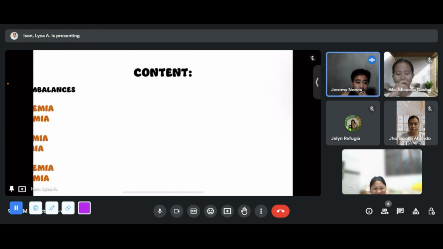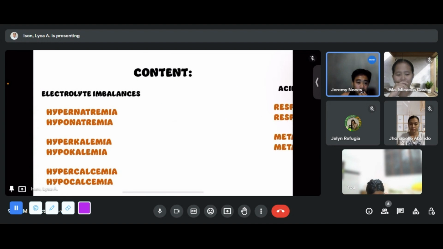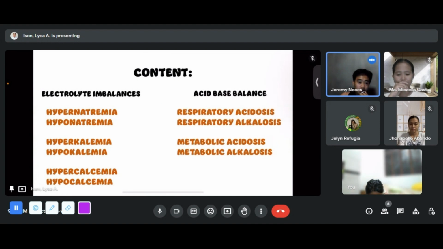So here's the content of our topic. We have here the electrolyte imbalances: hypernatremia, hyponatremia, hyperkalemia, hypokalemia, hypercalcemia, hypocalcemia. Then we have the acid-base balance: respiratory acidosis, alkalosis, metabolic acidosis, and alkalosis. Next slide.